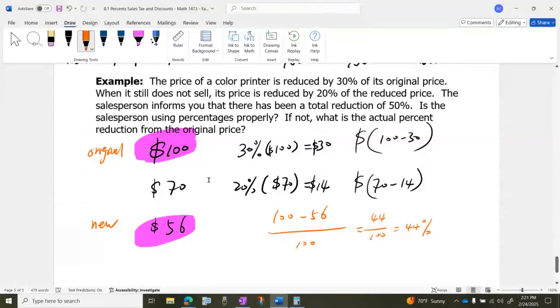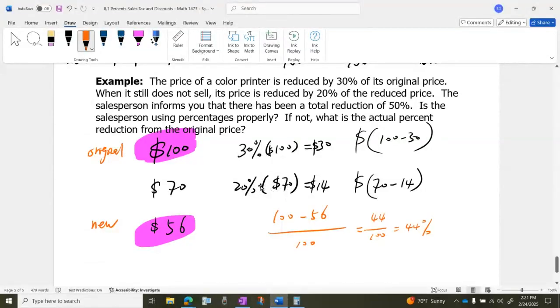Since we've run out of time, I'm going to quickly explain what's going on. All right. Suppose the original price is $100, 30% down, so the new price is $70, right? Very convenient. And now if you still don't sell, another 20% down. But that 20% is going to apply on $70, not $100.